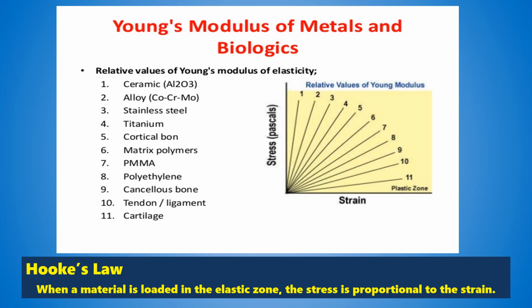Usually in the elastic region, the curve is kind of linear. That's why it follows Hooke's law. When a material is loaded in the elastic zone, the stress is proportional to the strain. It's predictable because it's a linear line. It follows Hooke's law.